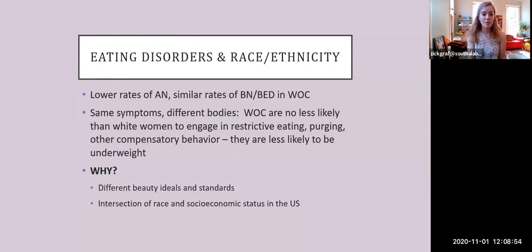One reason for this that has been proposed is that there are different beauty ideals and different beauty standards for women of color and white women. But what I'm going to argue later in this lecture is actually probably what's happening here is the intersection of race and socioeconomic status in the United States, and that this finding is really just a proxy for the fact that women of color are more likely to be in lower socioeconomic status groups. When you control for socioeconomic status, disordered eating behaviors look similar across racial and ethnic groups.